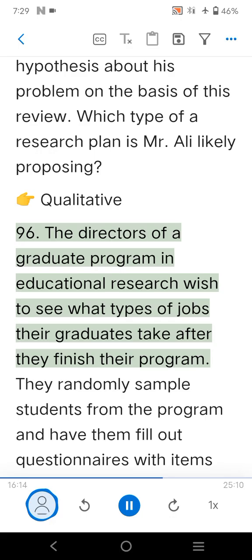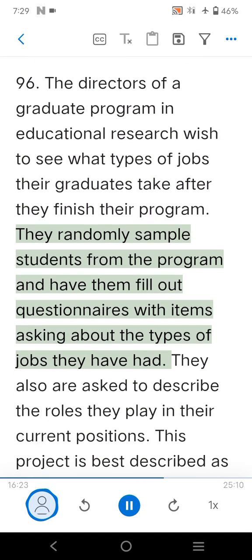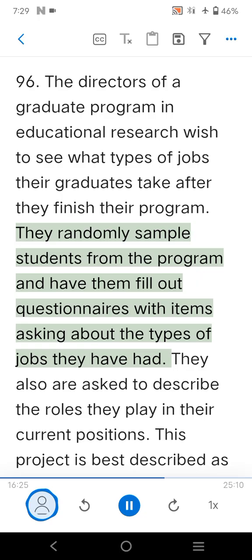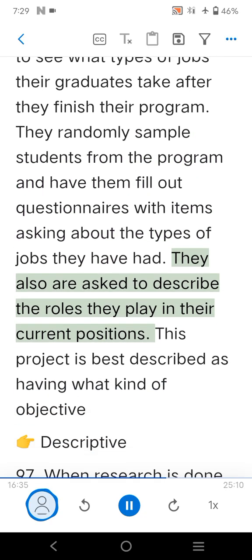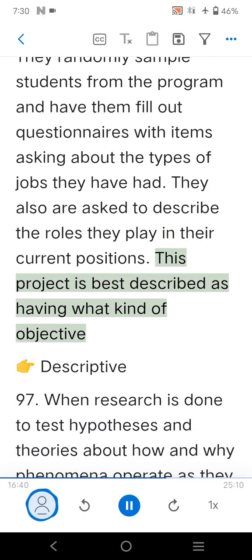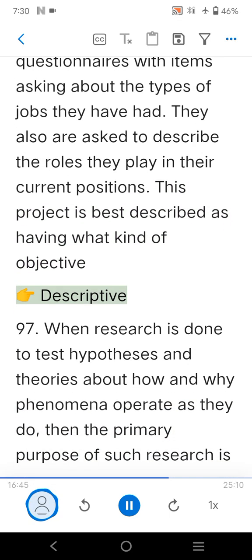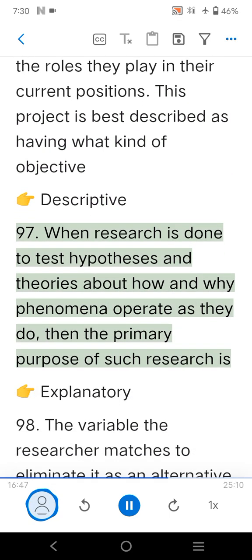96. The directors of a graduate program in educational research wish to see what types of jobs the graduates take after they finish their program. They randomly sample students from the program and have them fill out questionnaires with items asking about the types of jobs they have had. They also are asked to describe the roles they play in their current positions. This project is best described as having what kind of objective? Descriptive.